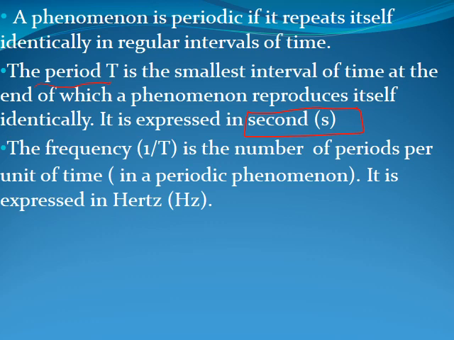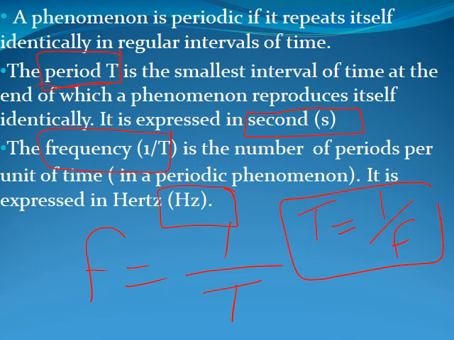The frequency 1/T is the number of periods per unit of time. It's expressed in hertz. So the frequency, 1/T, is expressed in hertz, while the period T is expressed in seconds. So this is the difference between the period and the frequency. F is equal to 1/T, and T is equal to 1/F.